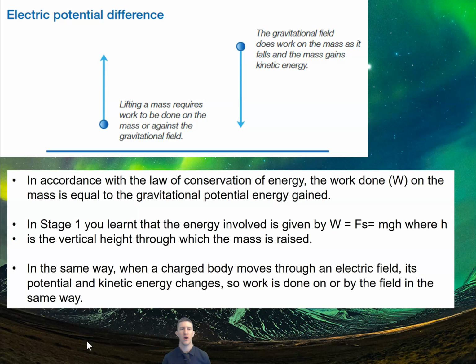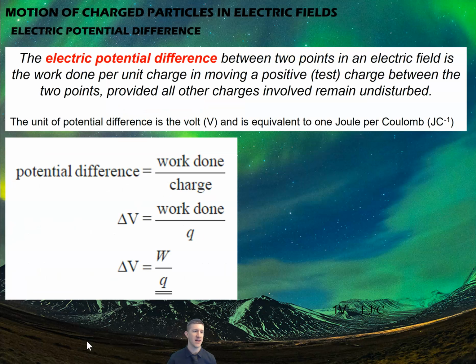We've talked about work previously in stage 1, and hopefully you remember that it's the force times the distance. Work is equal to Fs. But in terms of gravitational potential, it's also the mass times the gravity times the height, where the h is just the height through which the mass is raised in the field. In the same way, when a charged object is moved through an electric field, its potential and its kinetic energy changes, so the work done on it or by the field acts in exactly the same way. So we can see this in this example here.